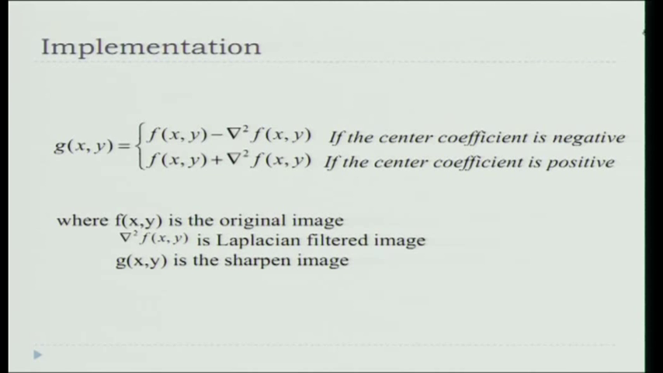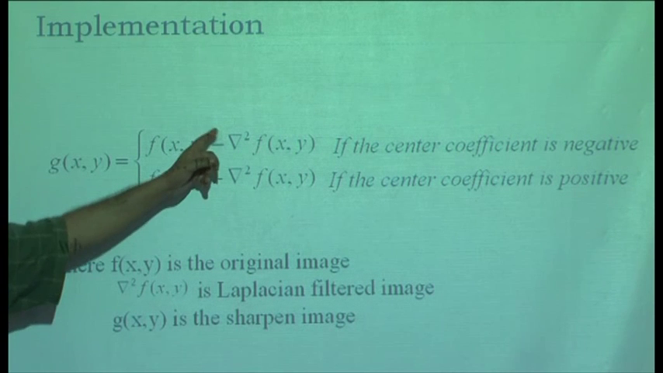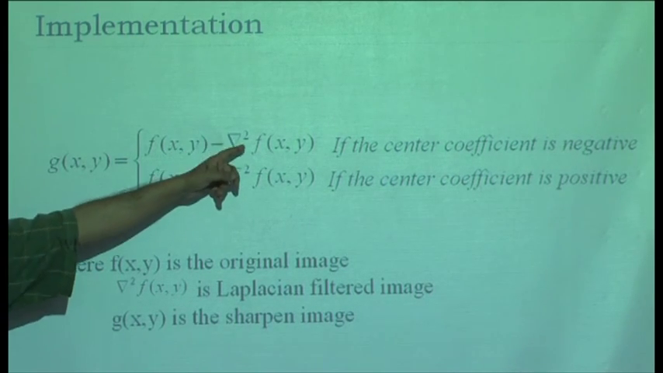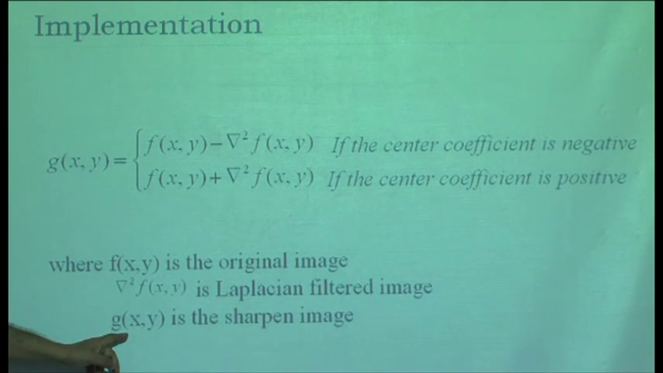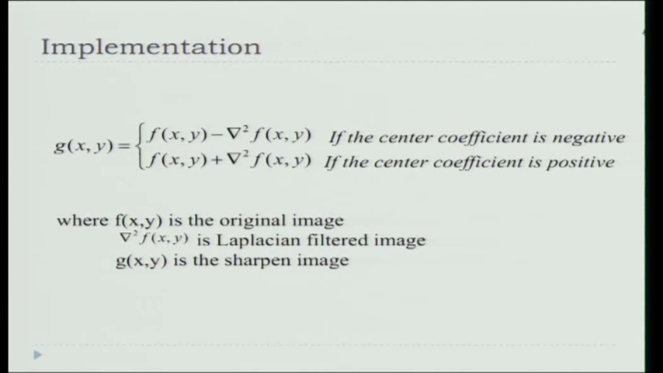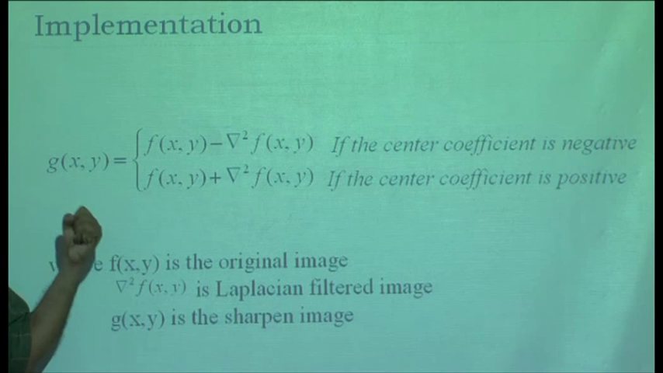So, if I subtract that one from the original image, I will get the sharpened image, right. To get the sharpened component, that second derivative you will be subtracting from the original image.